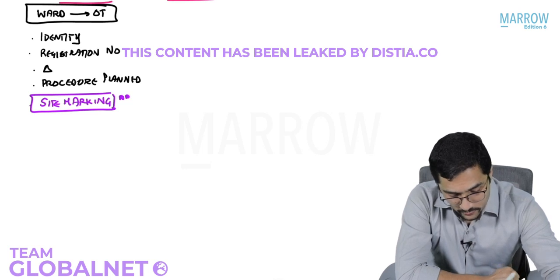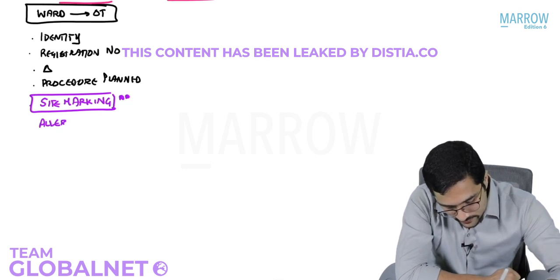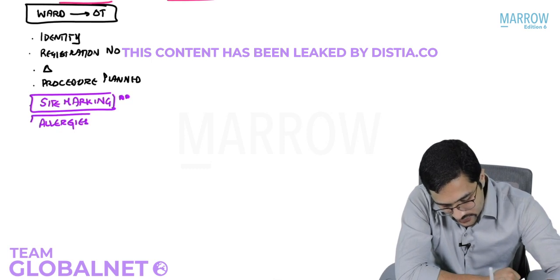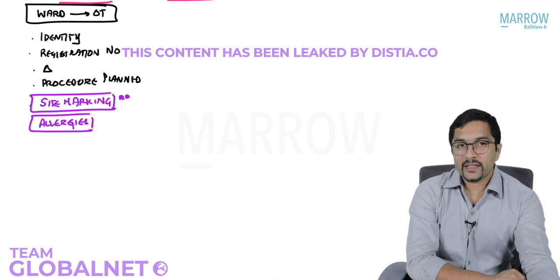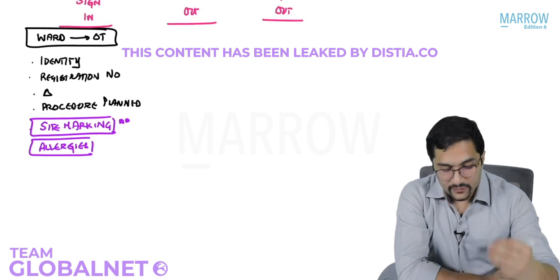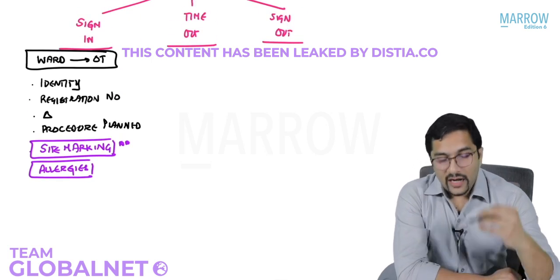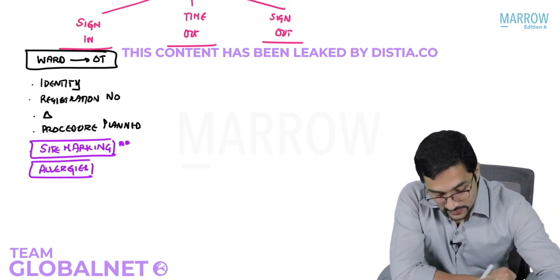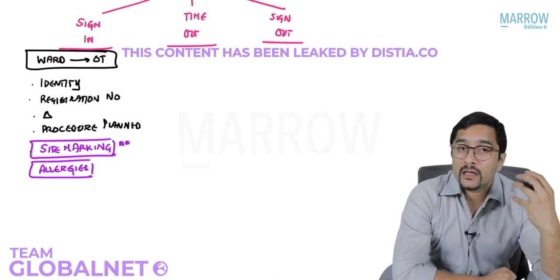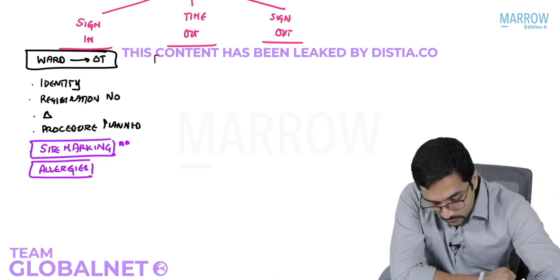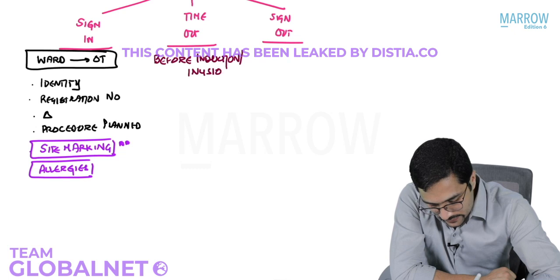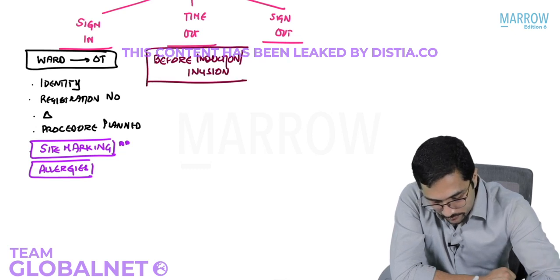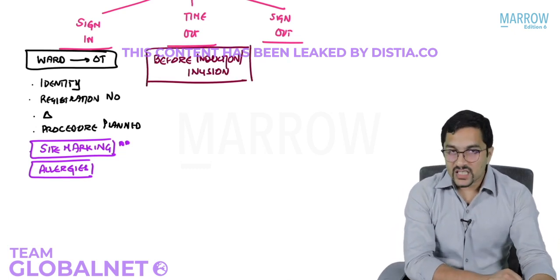Then we also have to find out if the patient has any allergies. If the patient has any allergies, they are also to be documented in the sign-in phase. Now, after this comes the time-out phase. The time-out phase is when we are about to start the surgery, so before induction of anesthesia or before incision. Different hospitals have different policies. Some have it before induction, some before incision.